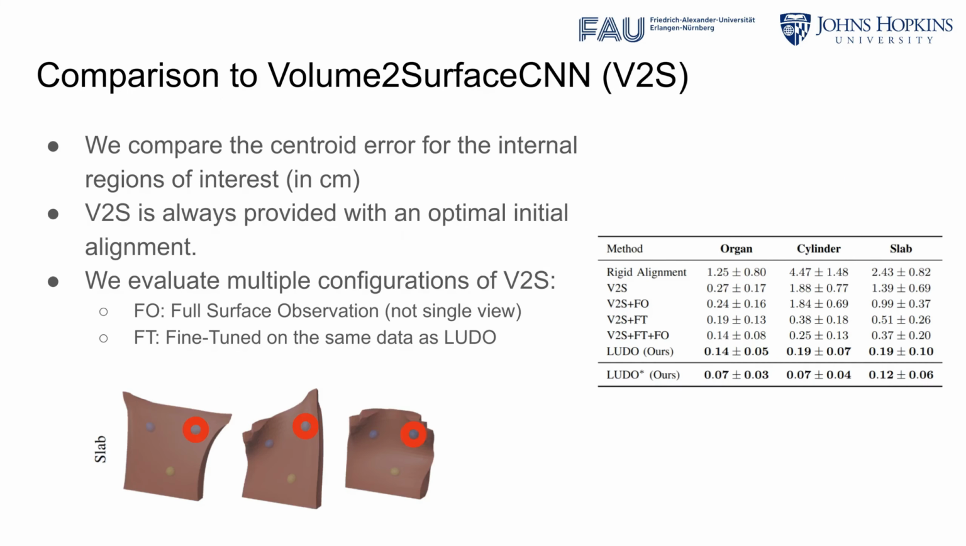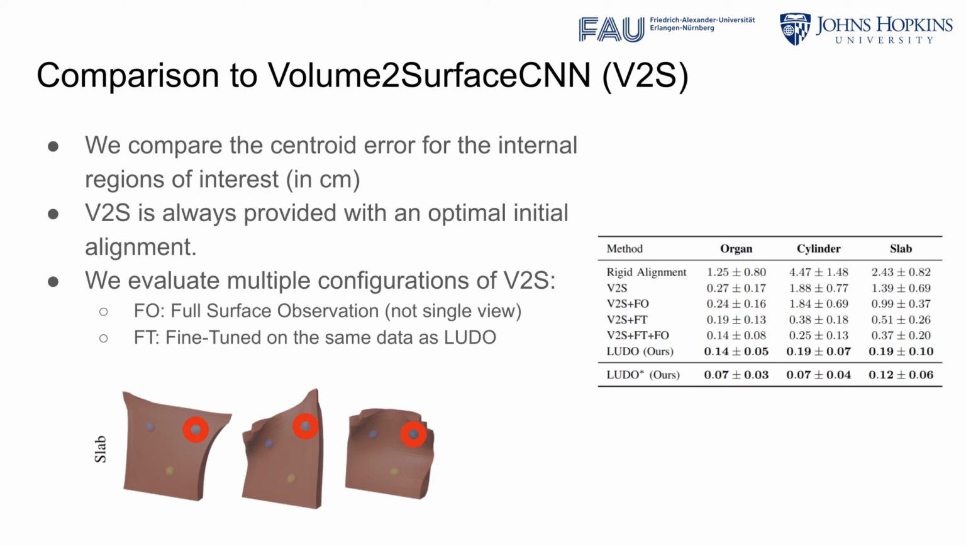We compare LUDO to volume to surface CNN, or V2S for short, a popular data-driven deformable object registration method. The task is to localize the spherical regions of interest inside of the deformable objects. The centroid error is shown in the table on the right in centimeters, so that is the error between the estimated and the true position of the region of interest. For the comparison, we consider multiple configurations of V2S. We always provide V2S with an optimal initial alignment, as V2S struggles to find this initial alignment itself.